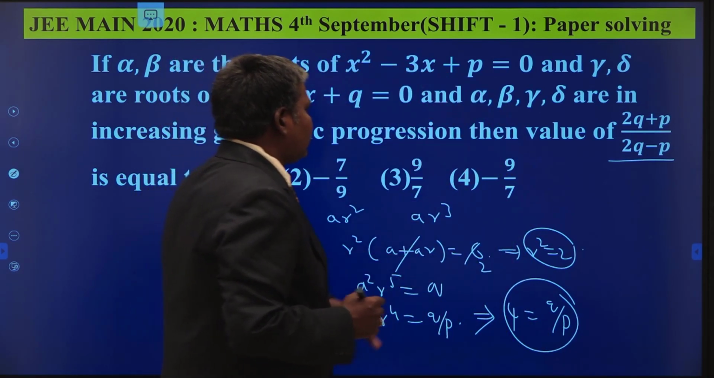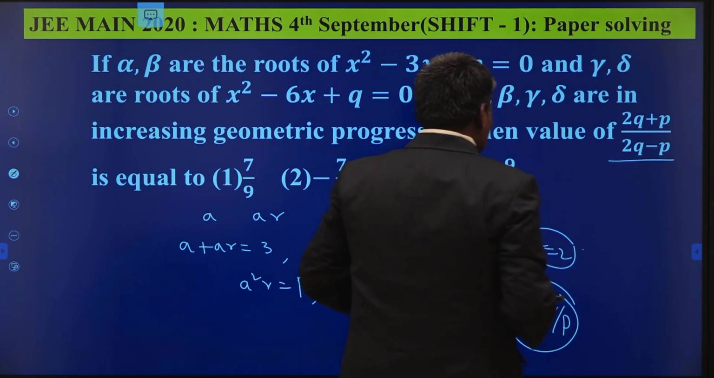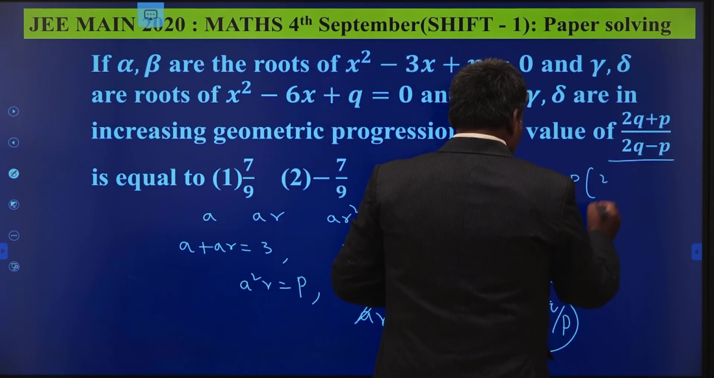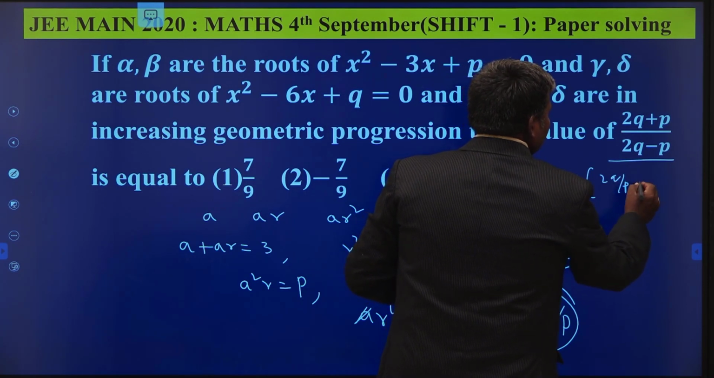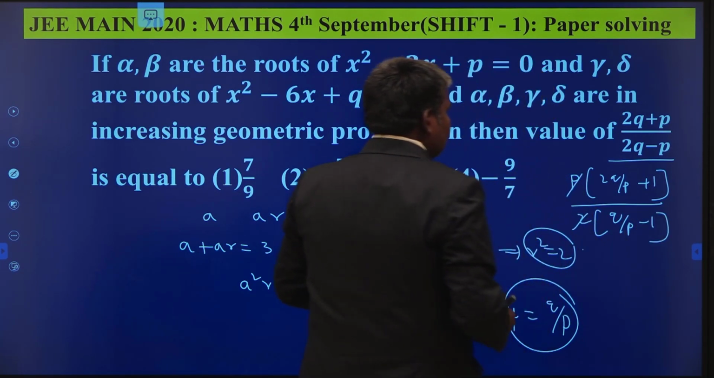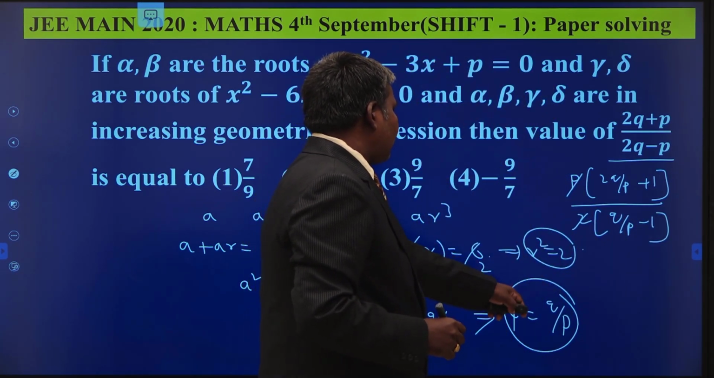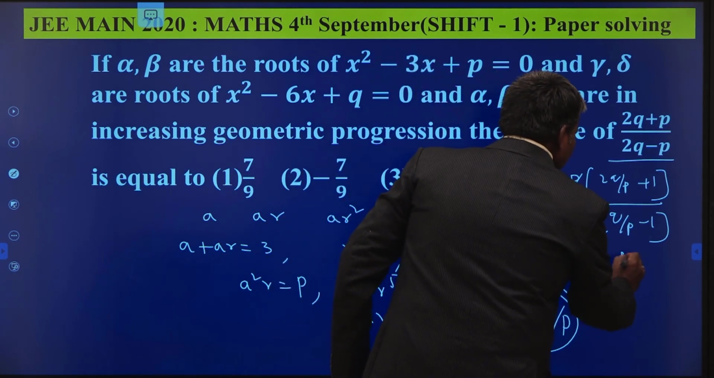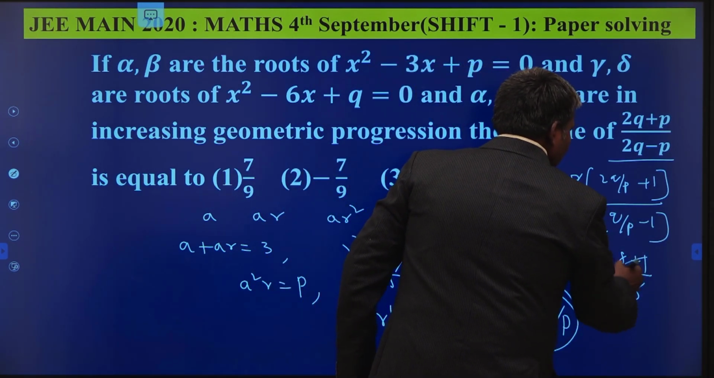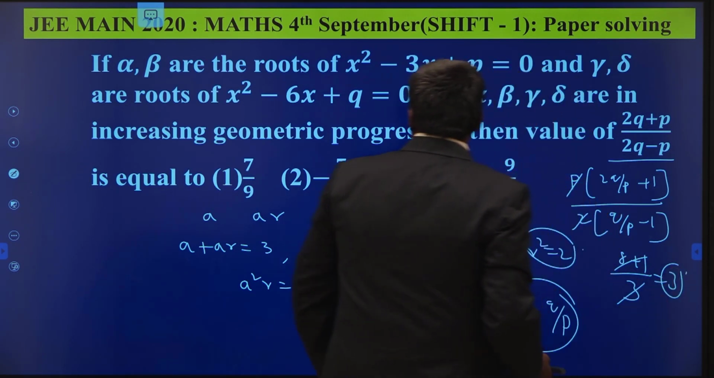What you have to find out now? (2q plus p) by (2q minus p). Taking p common: 2 times of (q by p plus 1) whole divided by 2 times of (q by p minus 1). 2 gets cancelled. What is your q by p? 4. 2 4s are 8. 8 plus 1 by, q by p is 4, 4 minus 1 is 3. Cancel out 3 times. So your answer is 3.